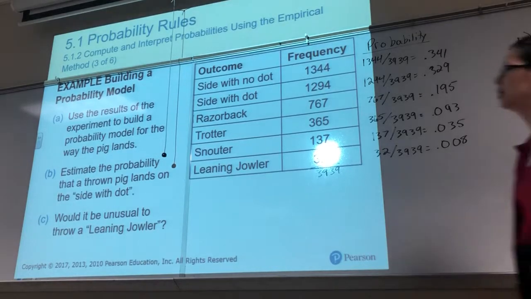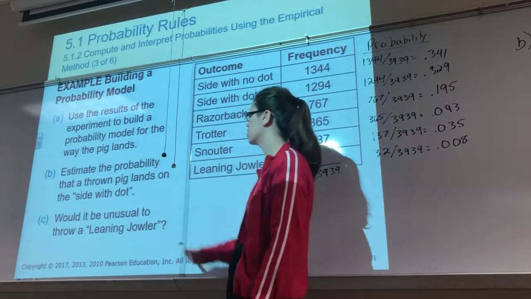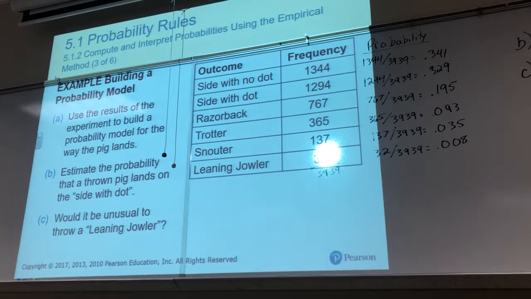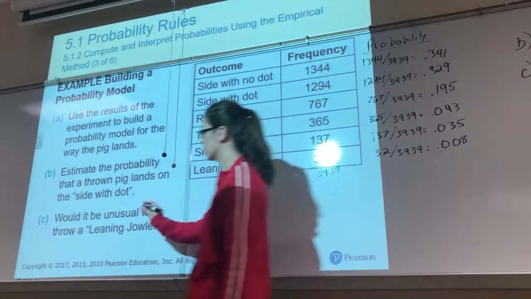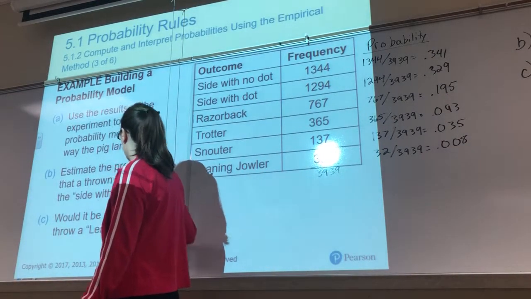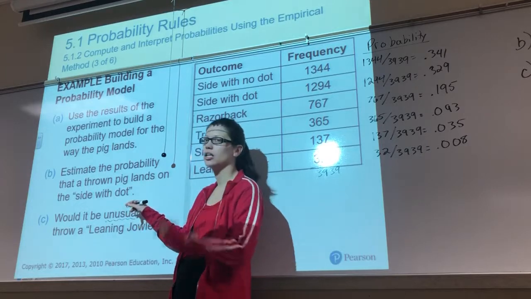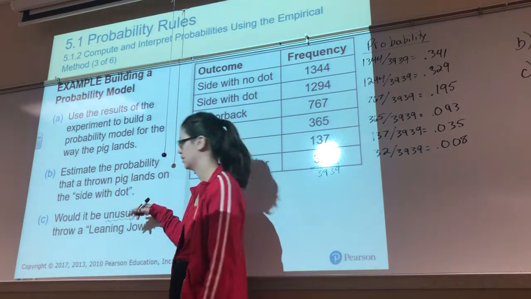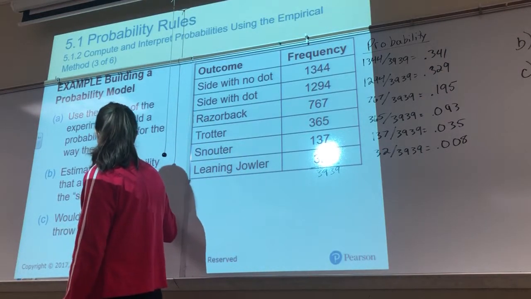And then the last part, part C, says would it be unusual to throw a leaning jowler? Would you consider that to be unusual? No? Yes? It's been a week, longer than a week. But remember this term right here, unusual? When we refer to something as being unusual, the probability has to be less than what? 5%. So unusual is going to be less than 5%.